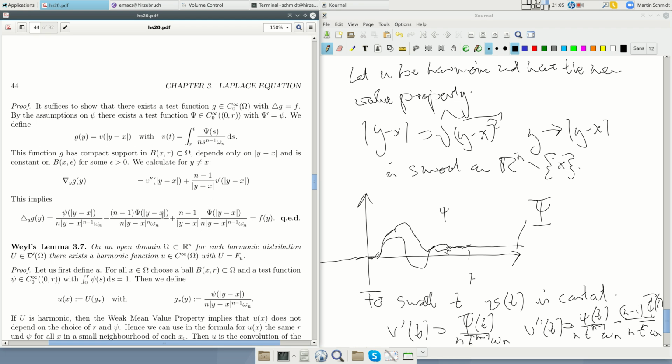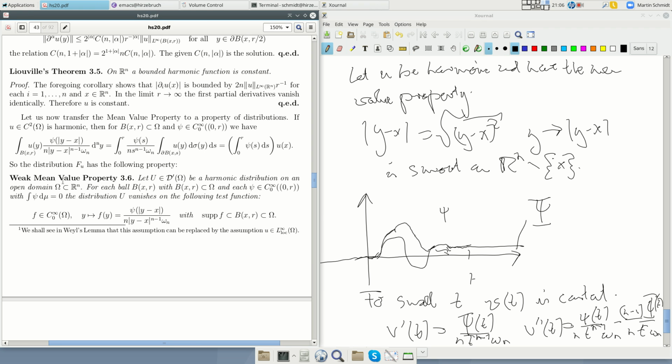And then you see this and this term, they cancel. This is the nice thing. These two terms, they cancel. This is how we build this function. So it remains this term, and this term is exactly f. So we get f. So we see that this function really has the property that the Laplacian of g is f. So this proves that any harmonic distribution has the weak mean value property.